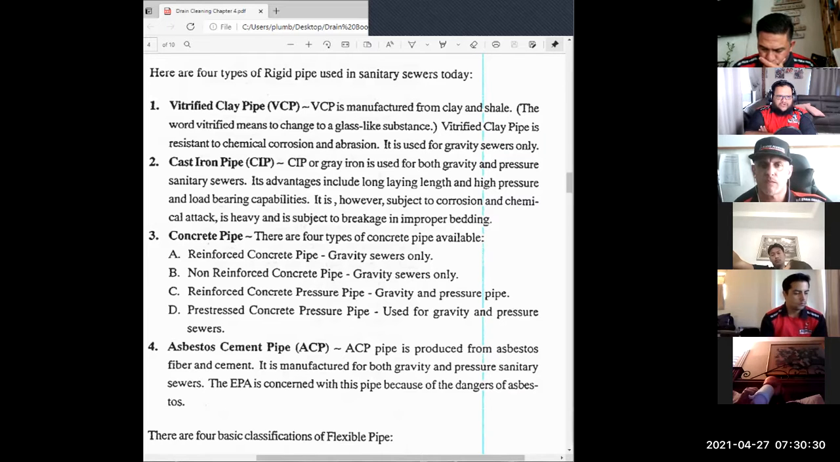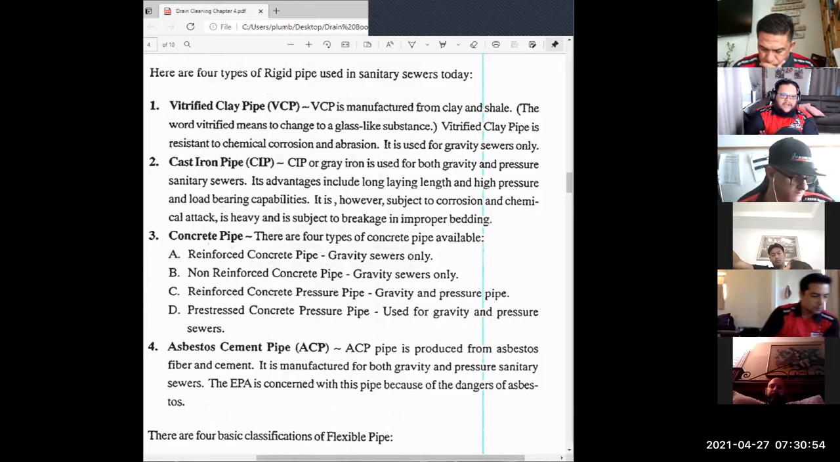So moving on to number 2, cast iron pipe or gray iron is used for both gravity and pressure sanitary systems. Advantages include long laying lengths, high pressure and load bearing capabilities. It is, however, subject to corrosion and chemical attack. It is heavy and is subject to breakage in improper bedding.